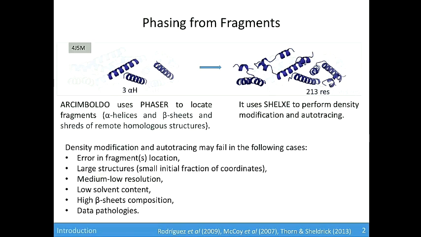But this second stage may fail if we have errors in the fragment location, if we are dealing with a large structure but we only have an initial fraction of the coordinates, if we're dealing with medium to low resolution, if we have low solvent content, if we have high beta sheet composition, if there's pathology in the data.